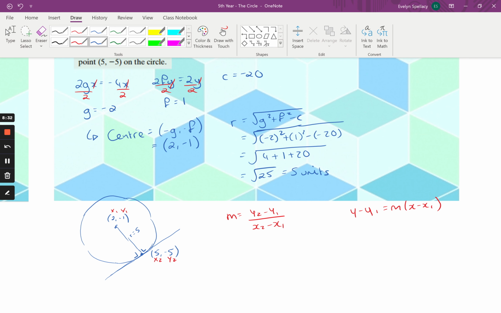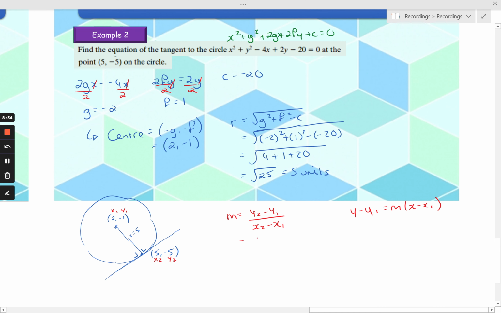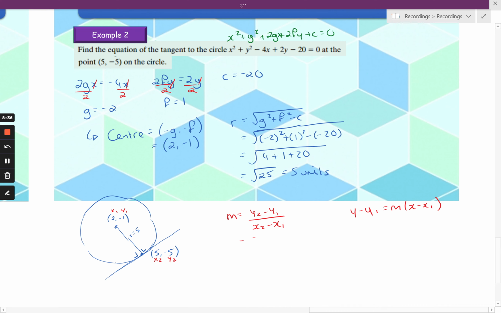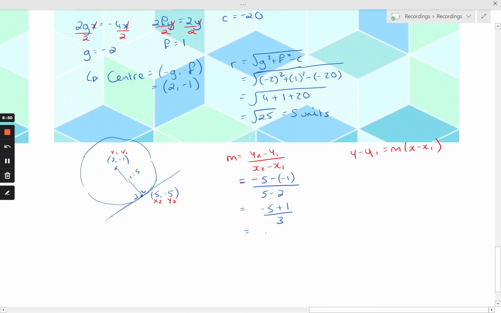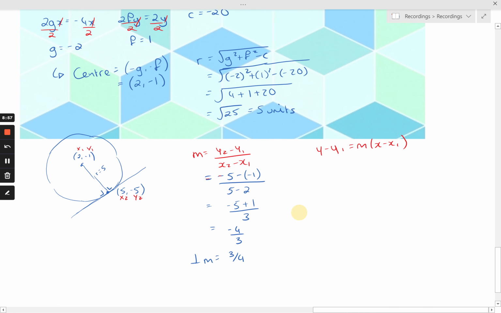So let's try and sub those in now. So we're going to have minus 5 minus minus 1 all over 5 minus 2, which means I have minus 5 plus 1 all over 3, which means here I'm going to have minus 4 over 3, so my perpendicular slope would be positive 3 over 4.